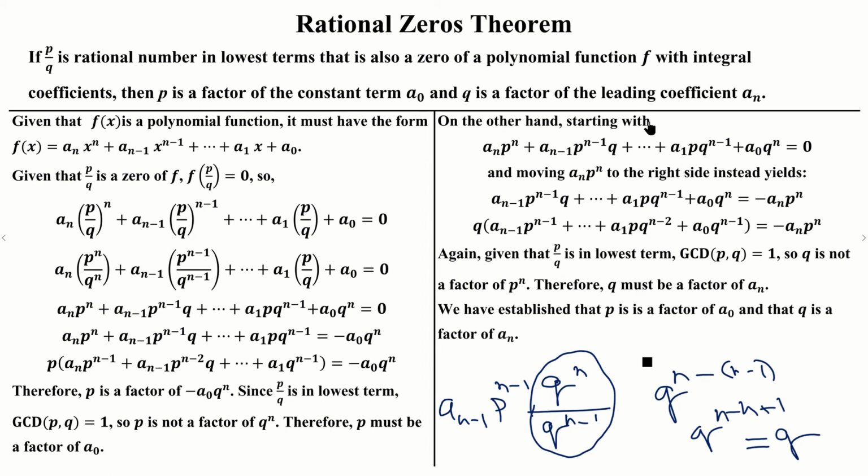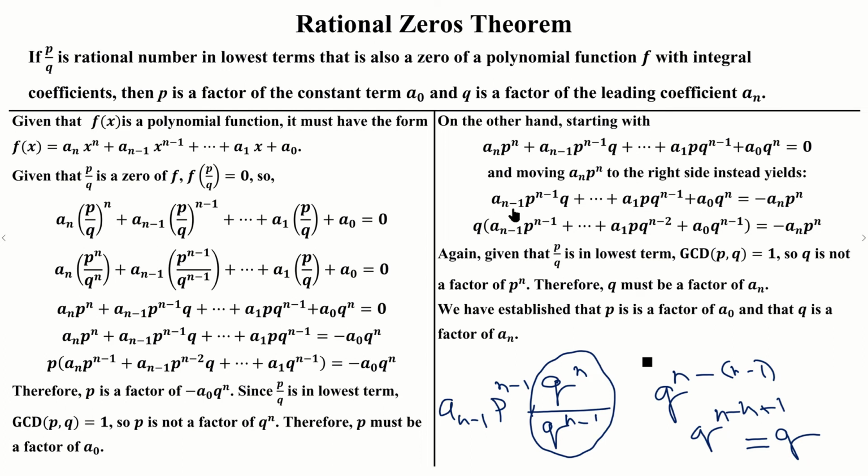So now, in order to show the other part, that q is a factor of the leading coefficient an, here's what we're going to do. We've done all the work that has gotten us here, right? Well, this is where we're going to pick up. Now, we already have established this, right? So we can use it again. So we're going to start with this line right here. Now, this time, instead of moving the a0 q to the n to the other side, we're going to keep it on this side. And instead, we're going to move that first term an p to the n to the other side. Of course, on that side, it becomes negative because basically we're subtracting it from both sides, right?